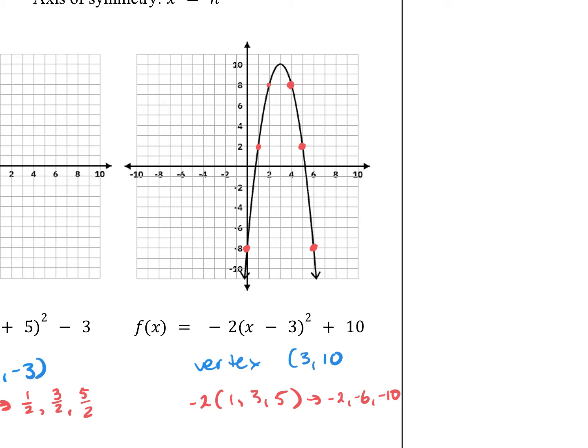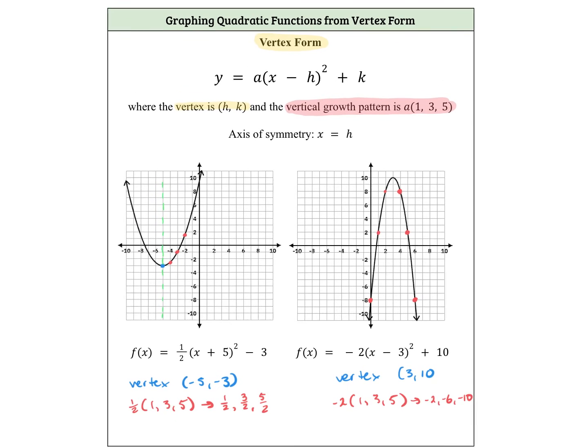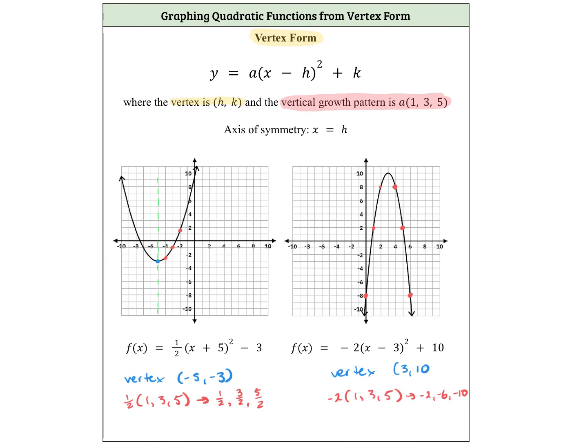An alternative to this, once you know where your vertex is, you could always make a table of values and plug in a couple x values to the right and the left. This vertical growth pattern just kind of saves us some time, and it's always good to look for patterns within different functions that we can utilize to help us graph or analyze our function.